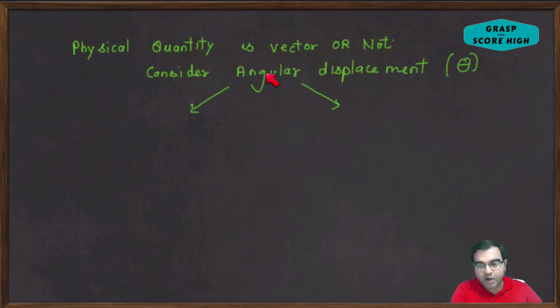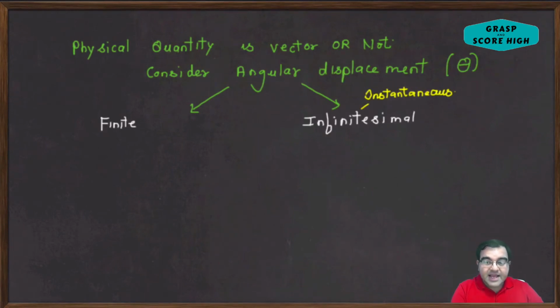So let's consider angular displacement. Let's consider two values of angular displacement. One is called finite, and one is called infinitesimal or instantaneous.